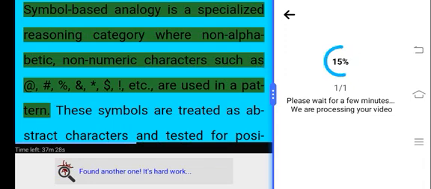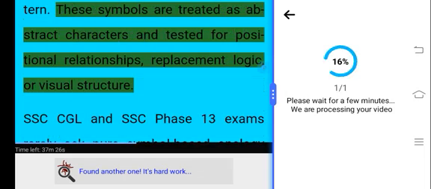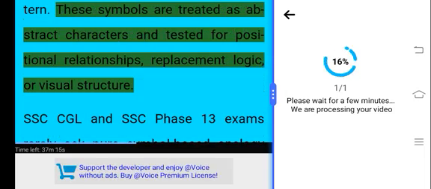Symbol-based analogy is a specialized reasoning category where non-alphabetic, non-numeric characters such as at, hash, percent, and, dollar, etc. are used in a pattern. These symbols are treated as abstract characters and tested for positional relationships, replacement logic, or visual structure.